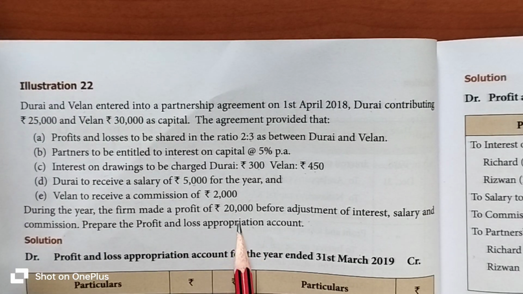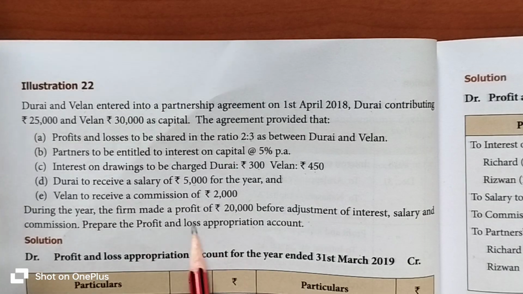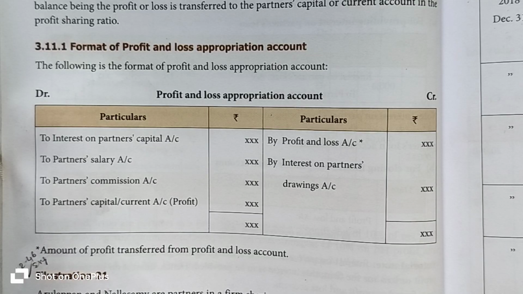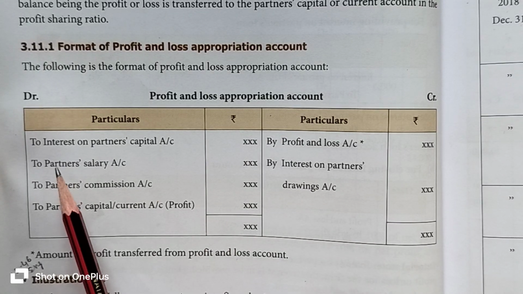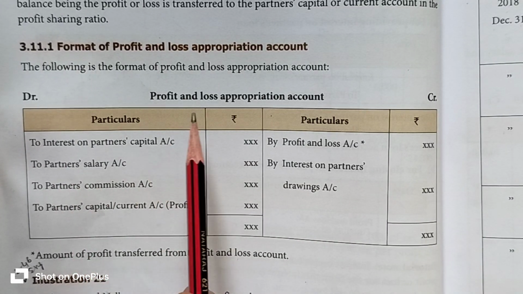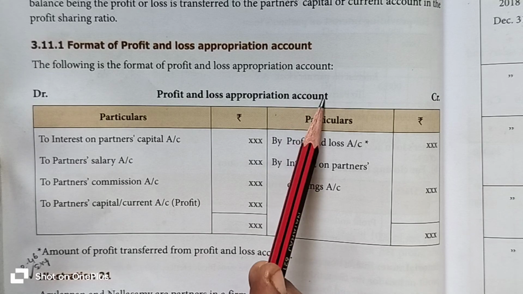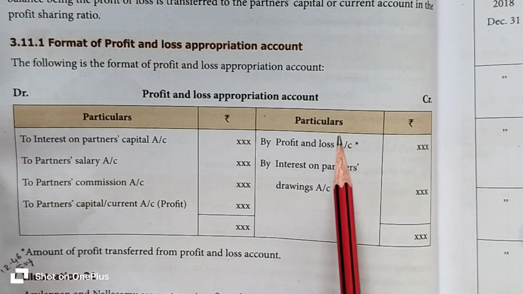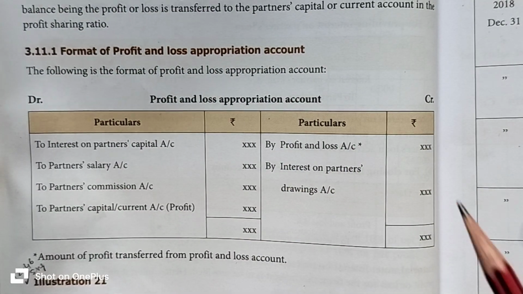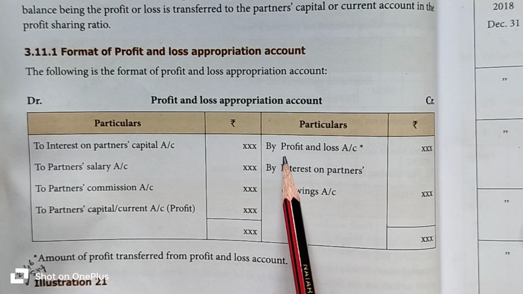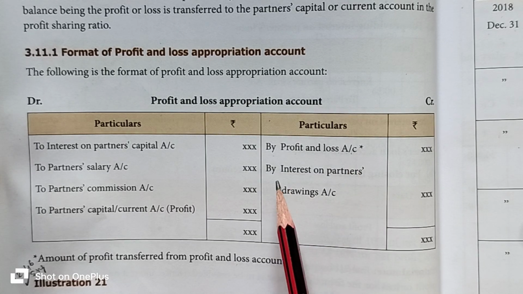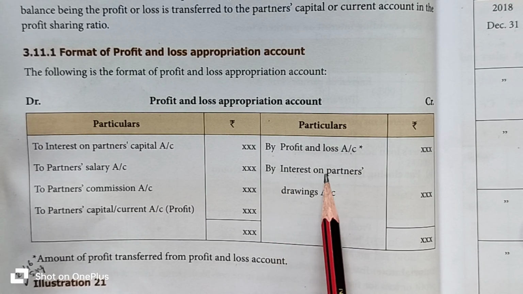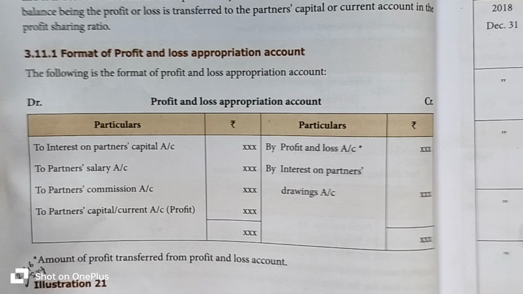So we have the format for preparation of the profit and loss appropriation account. It's like a ledger account. The heading is Profit and Loss Appropriation Account, debtor and creditor. On the creditor side, first we have to enter by profit and loss account what they gave in the question. And then on the credit side, by interest on partners' drawing account.